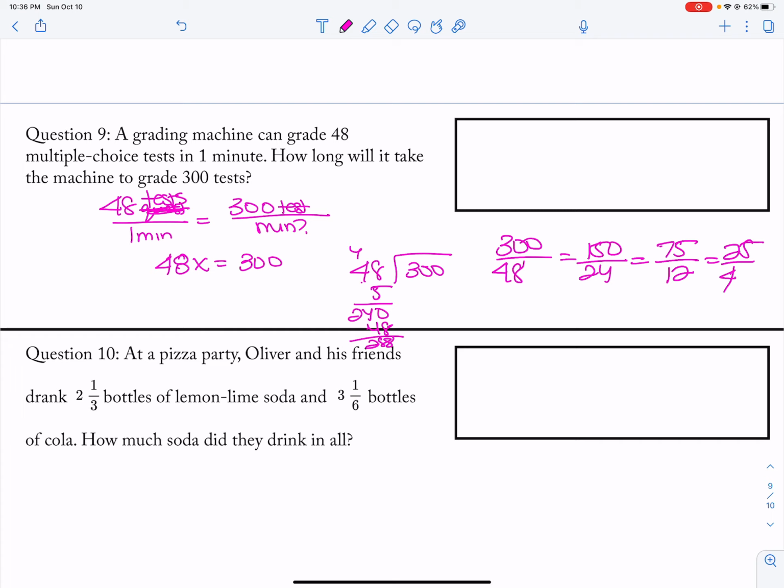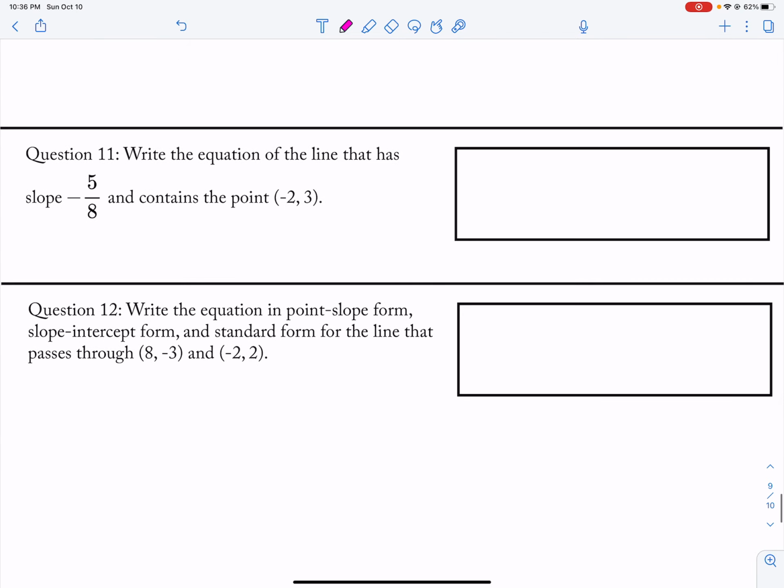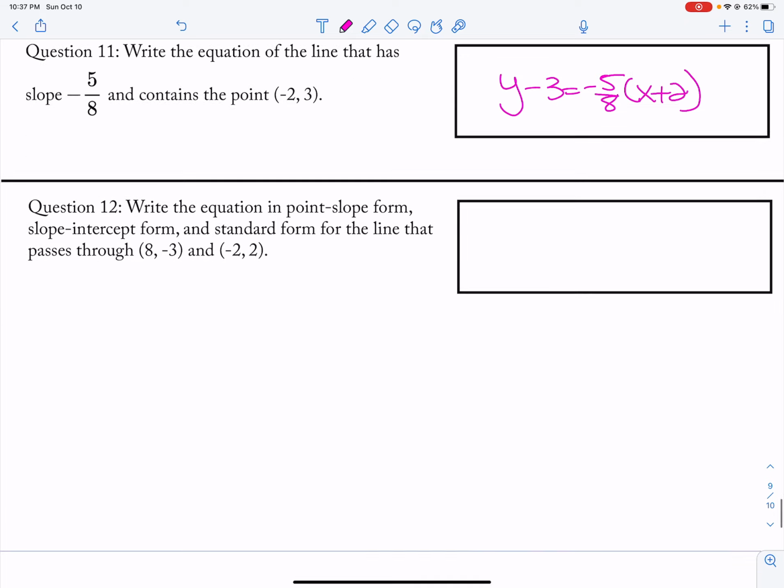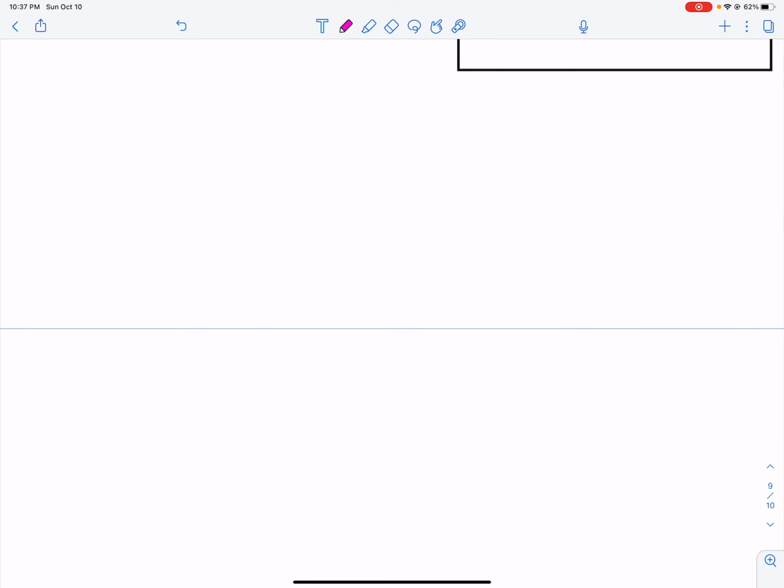So 25 over 4 minutes. Okay, so y minus 3 is equal to -5/8 x plus 2. All right, and that is it for this section.